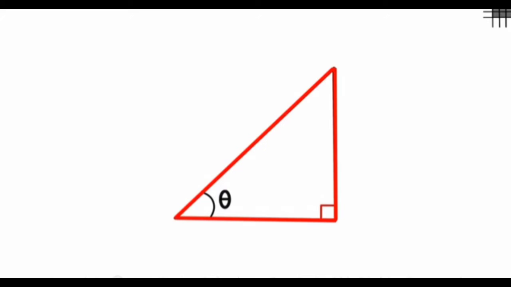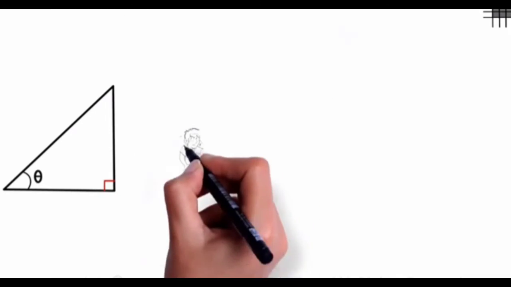Let this angle be theta. We have to find this angle, which is called theta. It is known as theta, and the angle on the right side of the triangle is known as the 90 degree angle. That's why this triangle is called a right triangle, which has a right angle at that vertex.